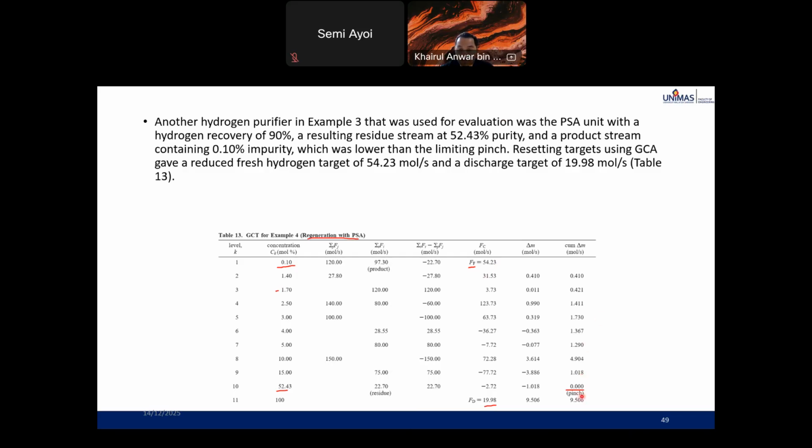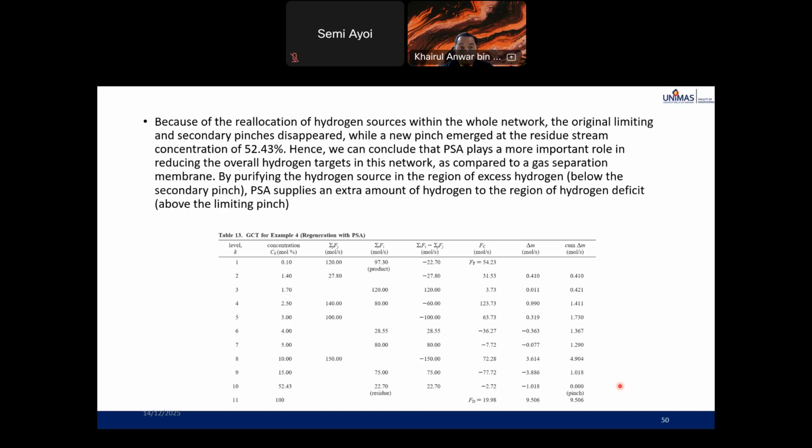Even the pinch is at level 10. Because of the reallocation of hydrogen sources within the whole network, the original limiting pinches disappear. A new pinch emerges at the residue stream within 50%, hence the PSA plays a more important role in producing hydrogen in this network. Applying the resource hydrogen in the pinch.